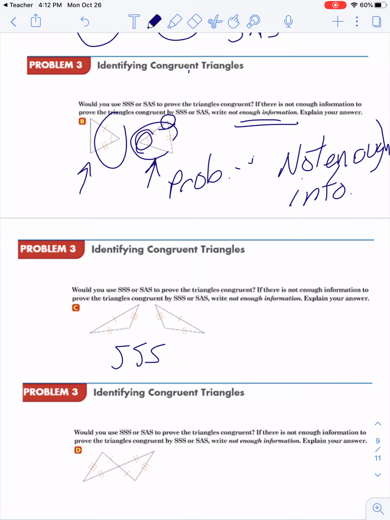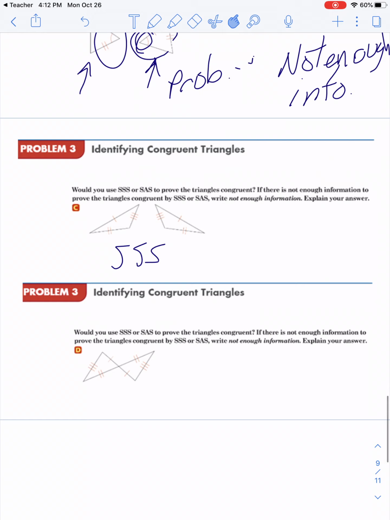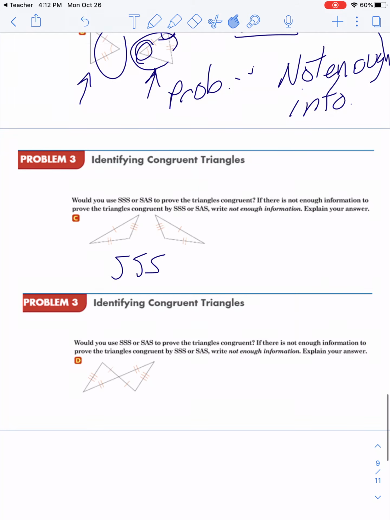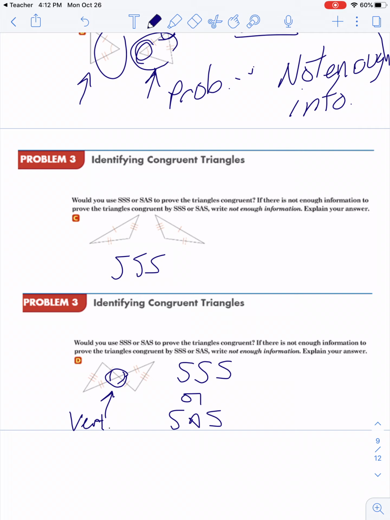Then the final one. So on choice D or problem D, you have 1, 2, and 3. So this would be side as well. Now, you could also use side angle side, because of those two angles I just circled in here and here. Those guys are vertical angles. And remember, I don't have to have those marked. Vertical angles are congruent. So I could have also used side angle side. So you have enough information to use both.